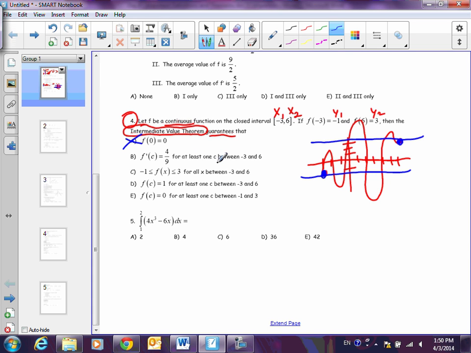and 6. So it's saying for these x values, your derivative or your slope has to be 4/9. Now, do you think that that could be true? I'm sure it could be. It could be true. You're sure it could be true. Are you sure it must be true? No. I'm going to tell you that it is true, but it has nothing to do with intermediate value theorem.